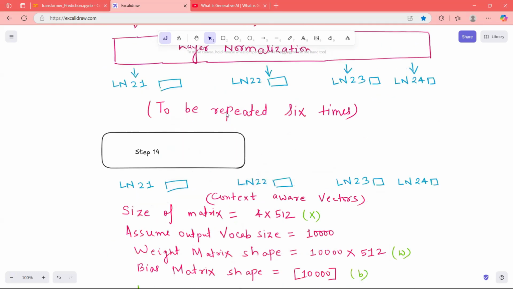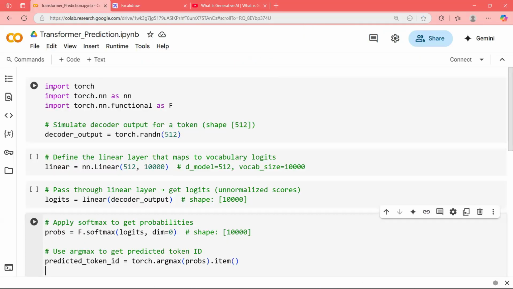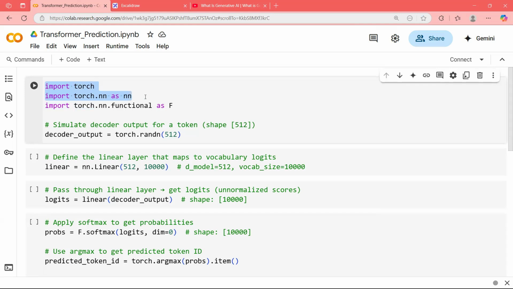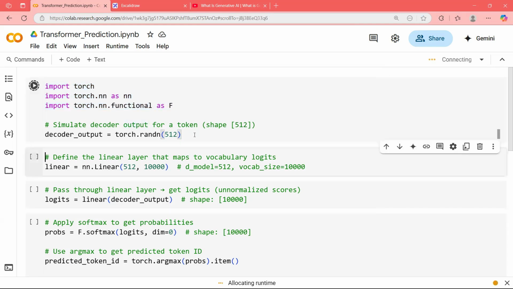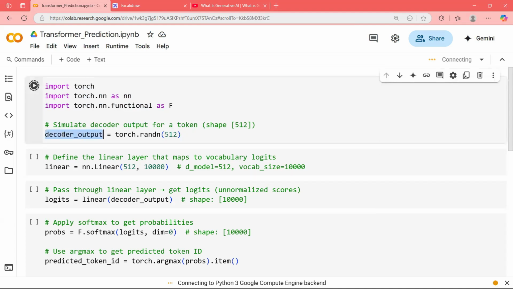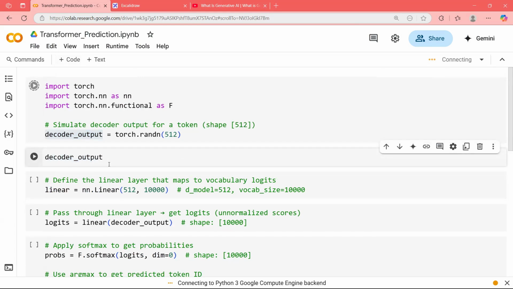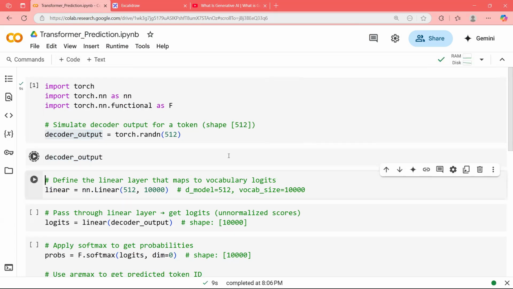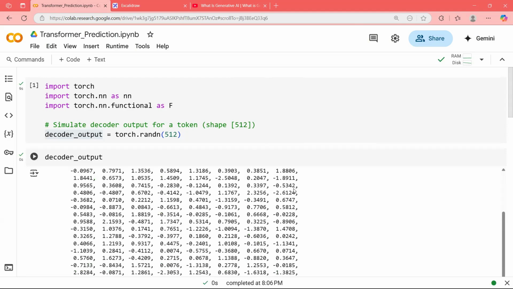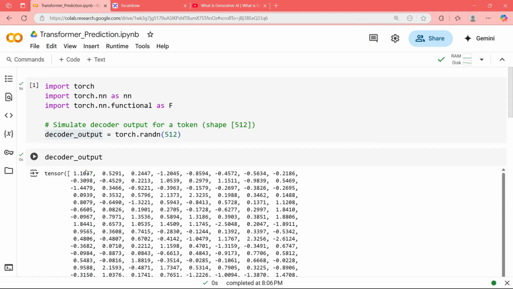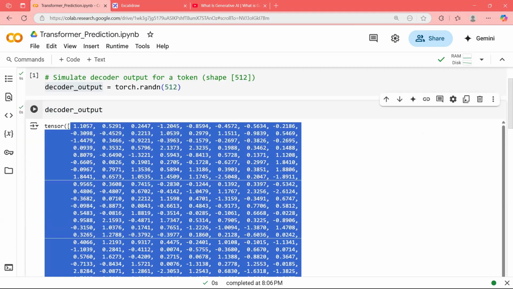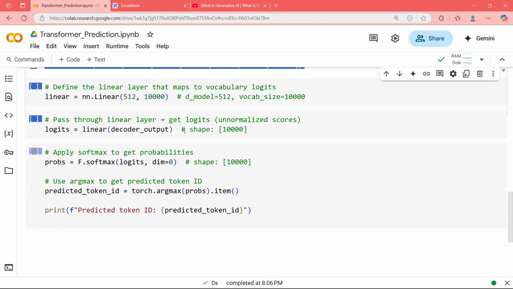Now let me show you this in Python. Import torch, torch.nn, and torch functional. Simulate decoder output for a token. For one token, let us assume this is the decoder output. This is a dummy output basically. So what will be the size? The size will be 512. Okay, so you have a 512 vector here.